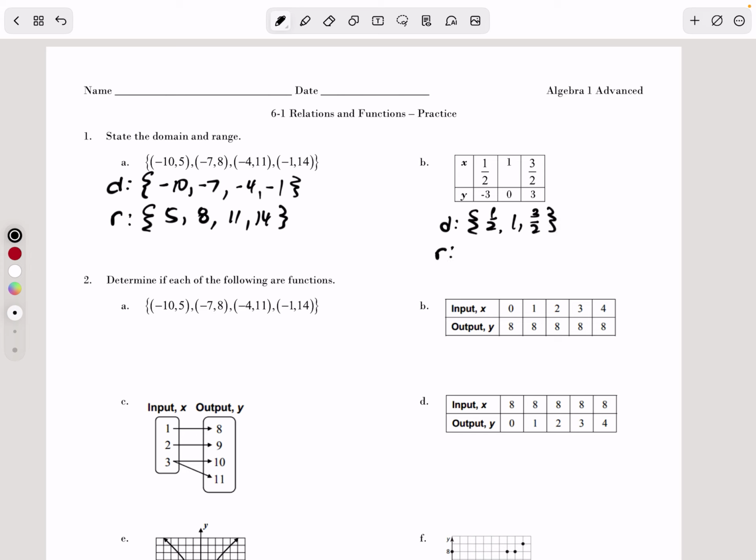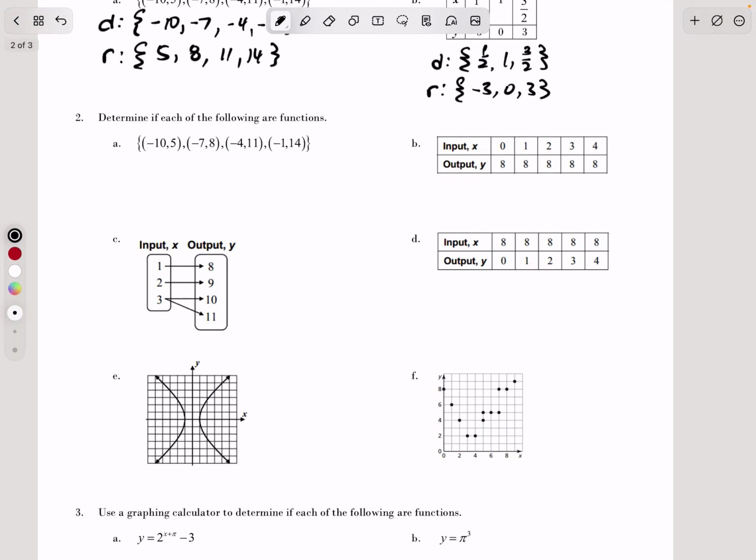B is the same way. My domain will consist of the points 1/2 and 1 and 3/2. My range will consist of the 3 points -3, 0, and 3.